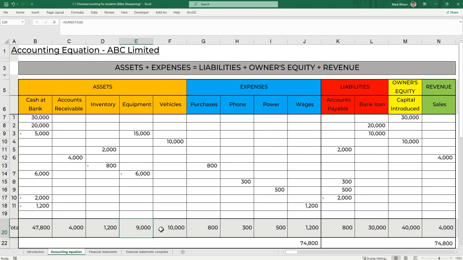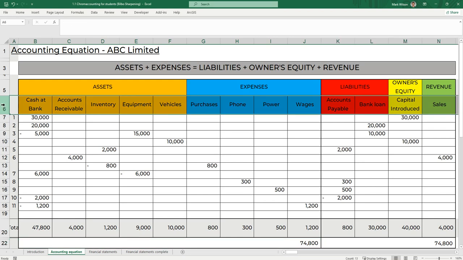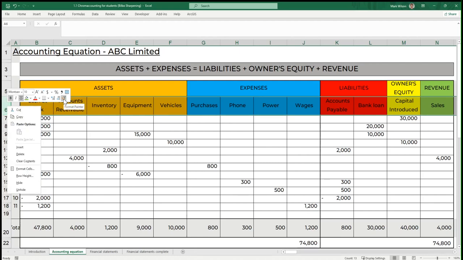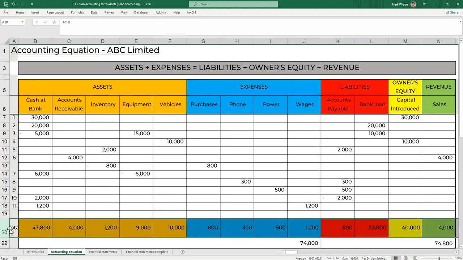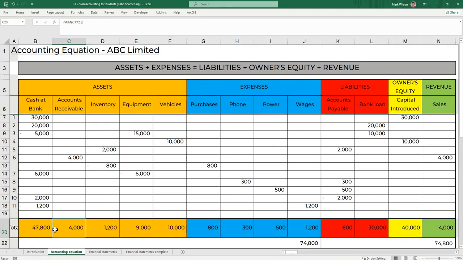Now, I quite like these numbers being down the bottom. They're my total. I can see my assets and expenses equals $74,800 in total. And the same for my liabilities, owner's equity and revenue equals $74,800. So I know that my entries in here at least balance. Okay. Now, I quite like this idea of having the colors up here. So I'm going to click on that row 6, right click, choose the format painter and paint it over the top of 20. So now all of my totals are in the appropriate color for assets, expenses, and so on.